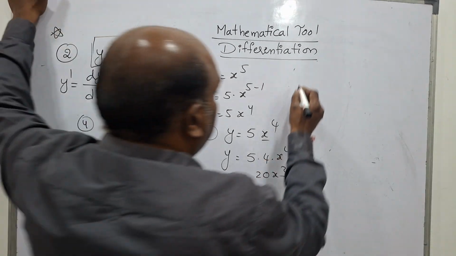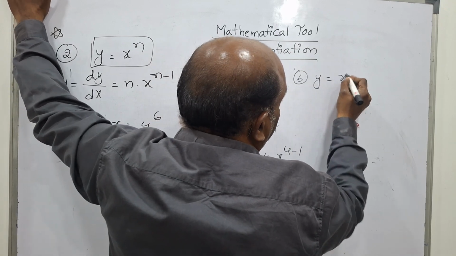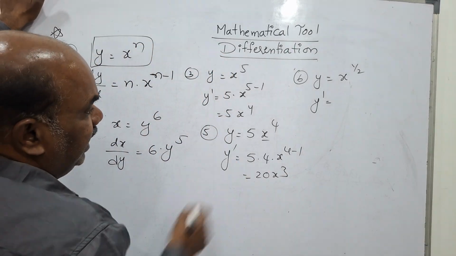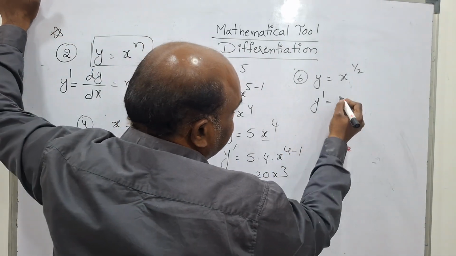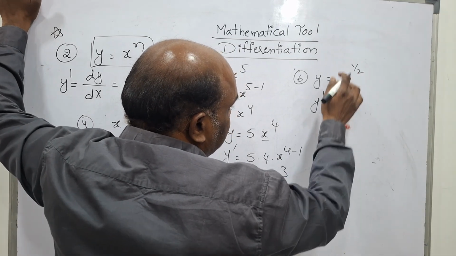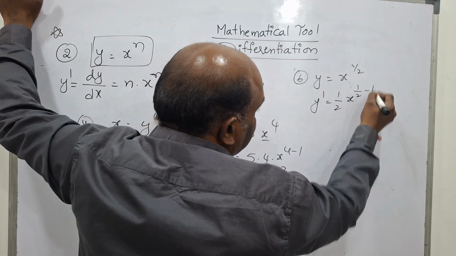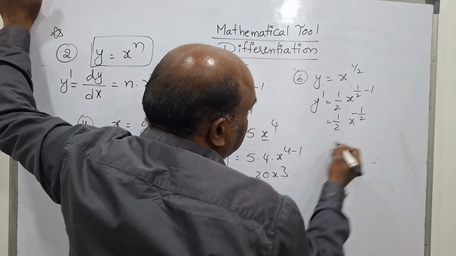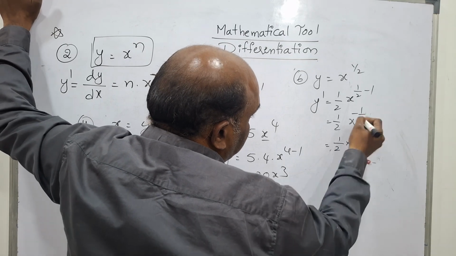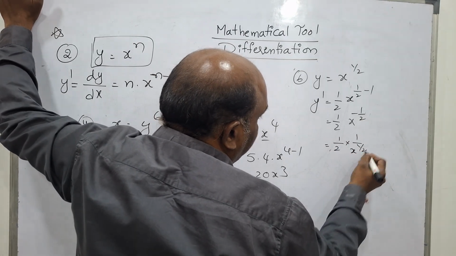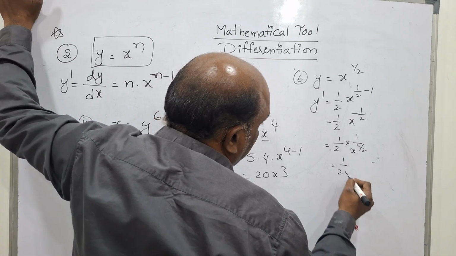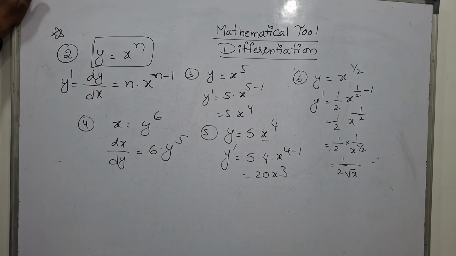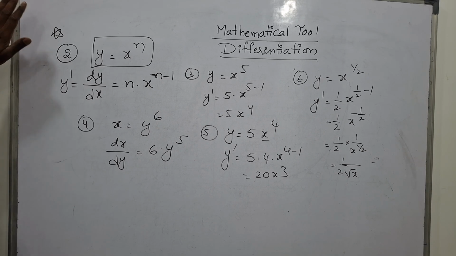One more application, question number 6: y is equal to x power 1 by 2. dy by dx, simply you can write it as y dash. Y dash, or dy by dx, is equal to n, bring this forward, into x power 1 by 2 minus 1. So 1 by 2 into x power half minus 1, which is minus half. So you can write it as 1 by 2, and bring this 1 by x power half into the denominator. This is root x. So 1 by 2 root x. Y is equal to x power 1 by 2 gives dy by dx equal to 1 by 2 root x. This is the answer. One more question.